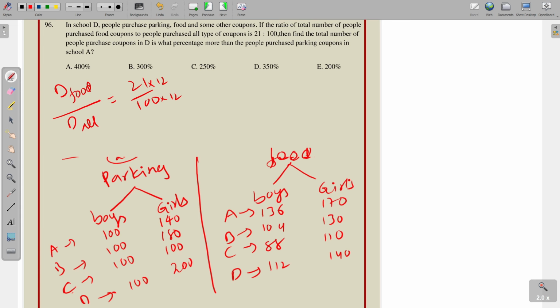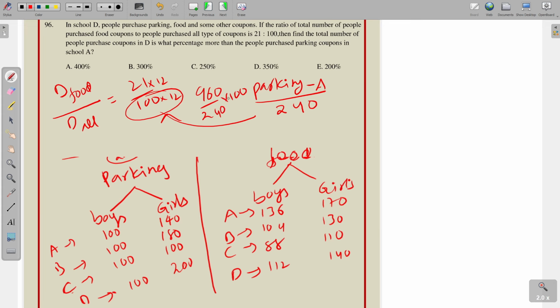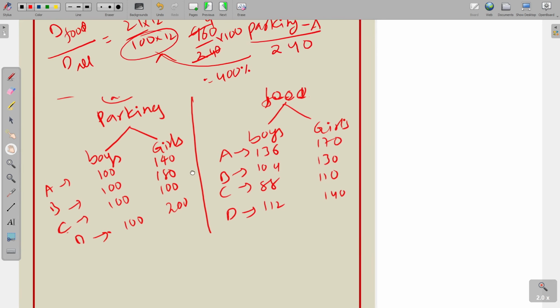Then find the total number of people who purchased coupons. D's total number of people is 1200. What percent more than the number of people who purchased parking in school A? Parking A is 240. So how much more means 960 by 240 into 100. 4 times. The answer is 400 percentage.